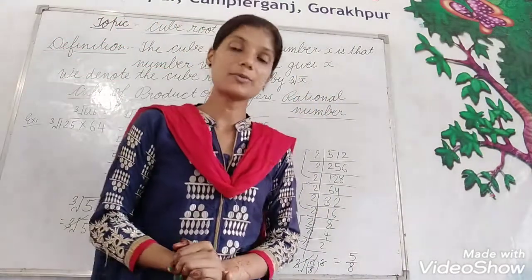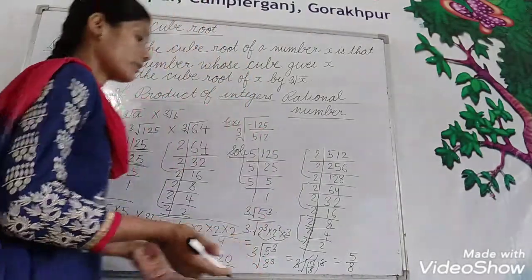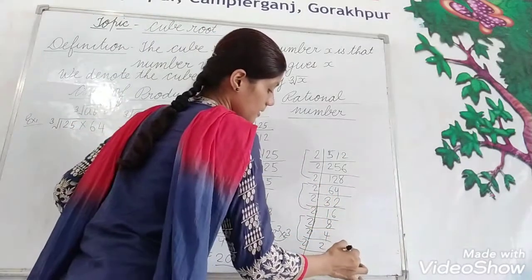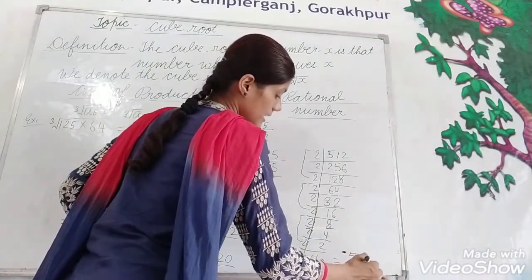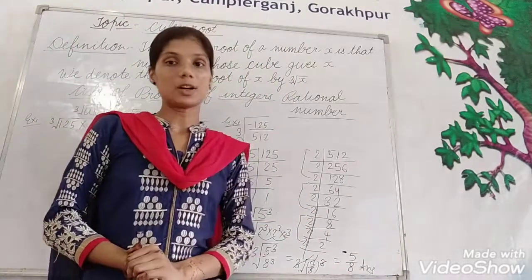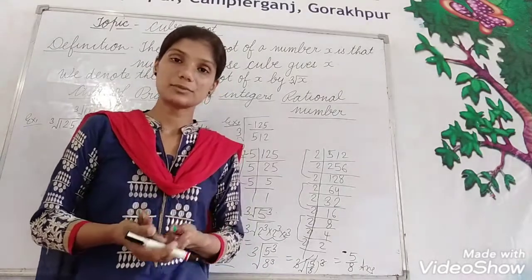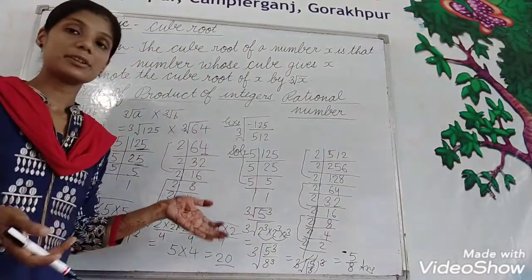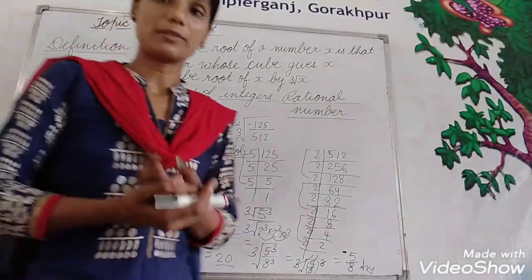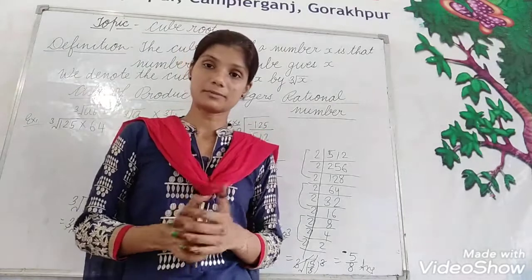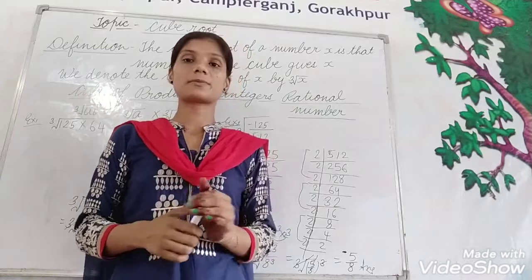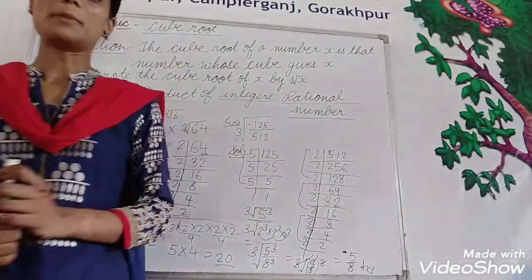Now it is clear how to find the cube root of any given rational number, and in the question minus was given. So when your rational number is negative, your answer is negative. Now it is clear how to find the cube root of a rational number, the cube root of a product of integers, and how to find a cube root. Hope all students have understood. Okay, the topic is completed. Bye students.